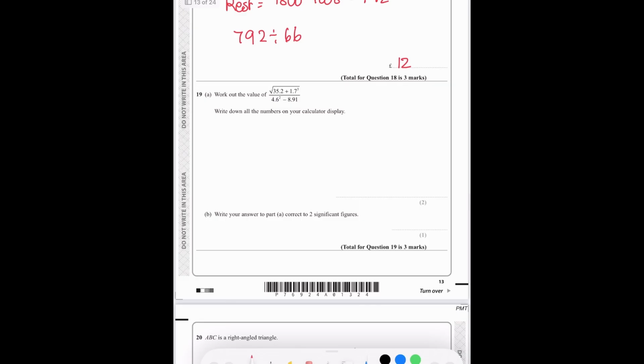Now for the next question, you put this into your calculator and you get the answer 0.5170189759, and to two significant figures, that is going to be 0.52.